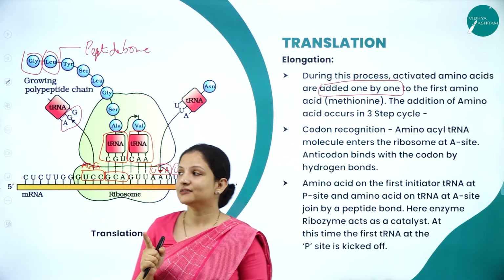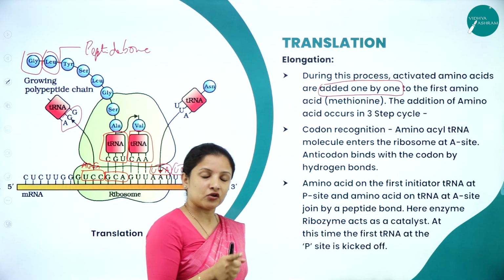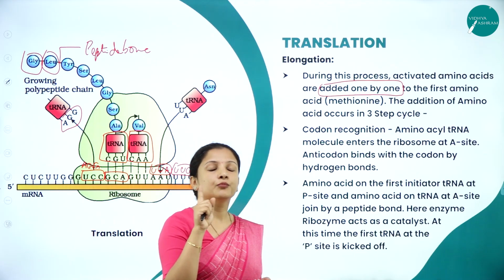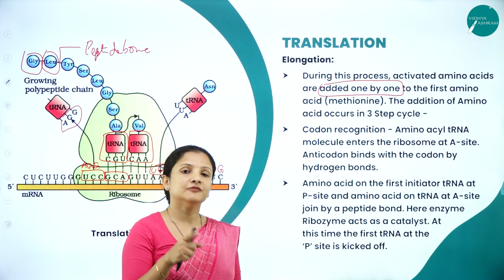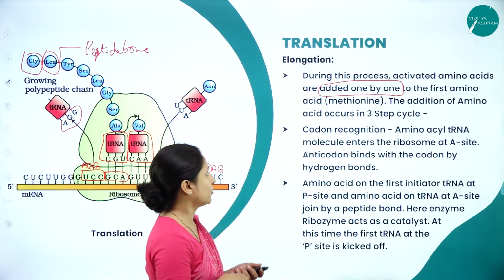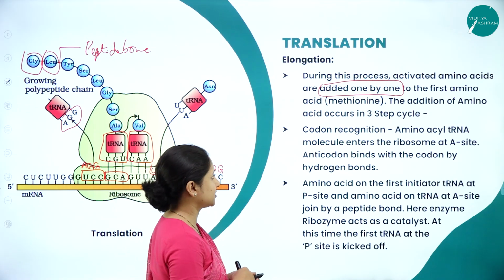The first amino acid that will be added will always be methionine, because methionine is the one carried by the tRNA molecule that comes and binds to the initiator codon. So that is why. And the addition of amino acids occurs in a 3-step cycle.